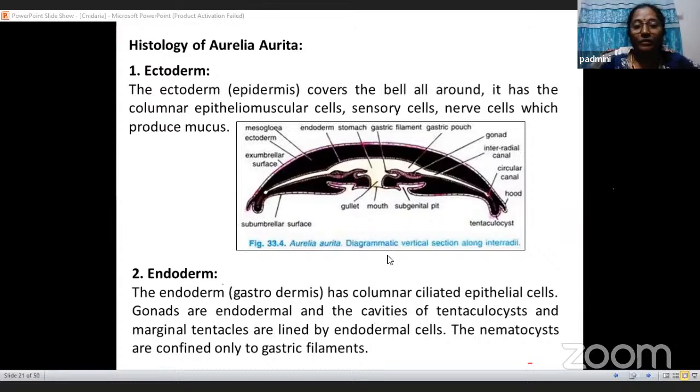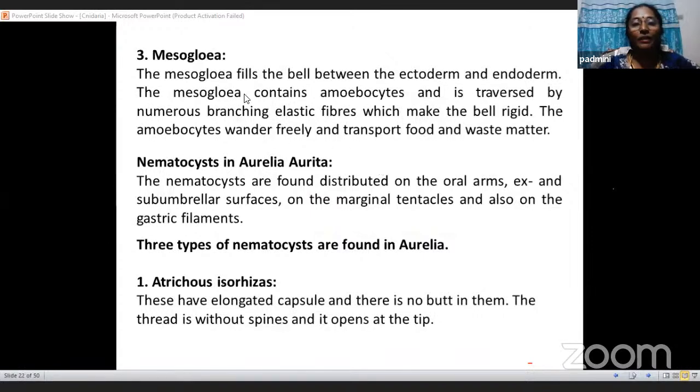The endoderm is made up of columnar ciliated epithelial cells, and they line the cavities and are confined only to the gastric filaments or inside the stomach. The mesoglea, filled in between the ectoderm and endoderm, has amoebocytes. What is the function of an amoebocyte? It helps in digestion, capturing the food and digesting the food, and transporting the food and waste material out of the medusa.